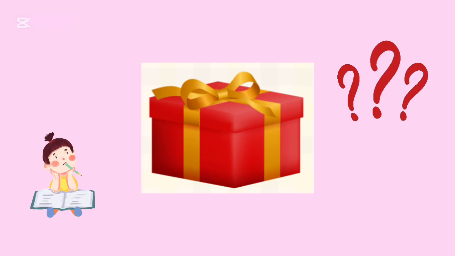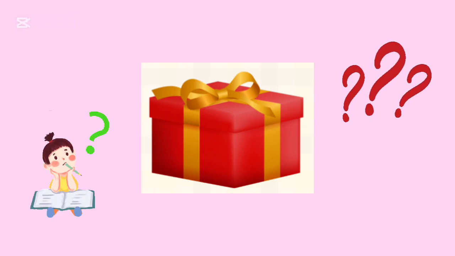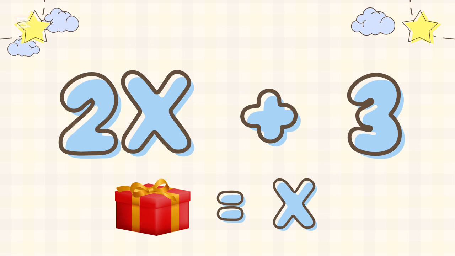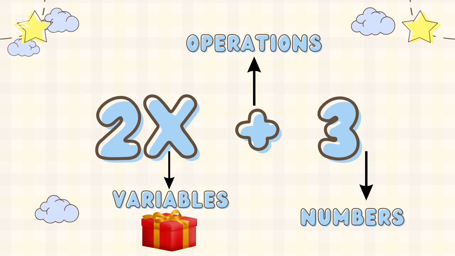I would say, here is a magic box, and inside there is a secret number that we don't know about. Because we don't know what the number is yet, let's use the letter x as a placeholder. Next, I would write the expression 2x plus 3 on the board and start explaining that an algebraic expression is almost like a puzzle that consists of numbers, operations, and our magic boxes, the variables.